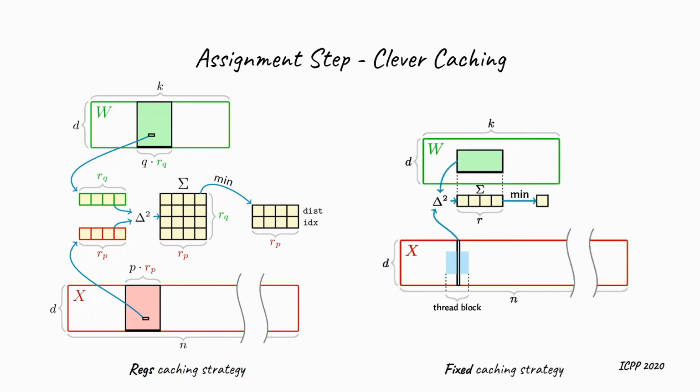The second approach, which is called the fixed caching strategy, is more different. It manually caches only means in the shared memory, while data points are left to the hardware L1 cache. The shared memory window has a fixed size, so it does not comprise all dimensions. And finally, the registers are used only to cache intermediate results, not the input data.